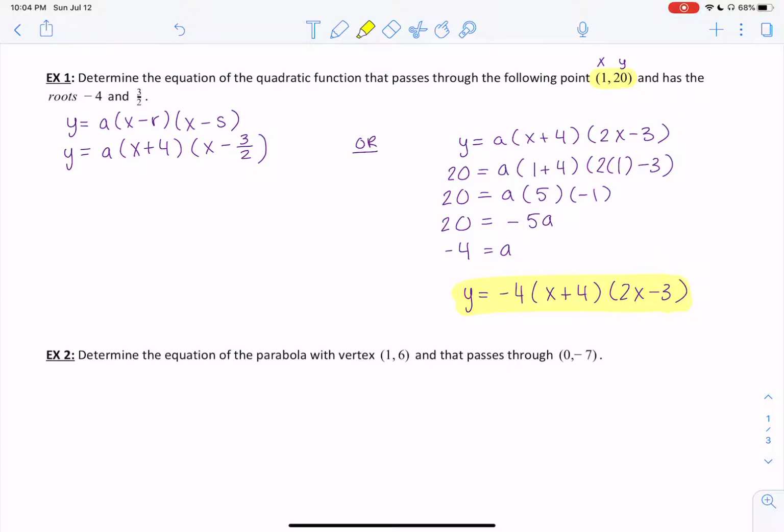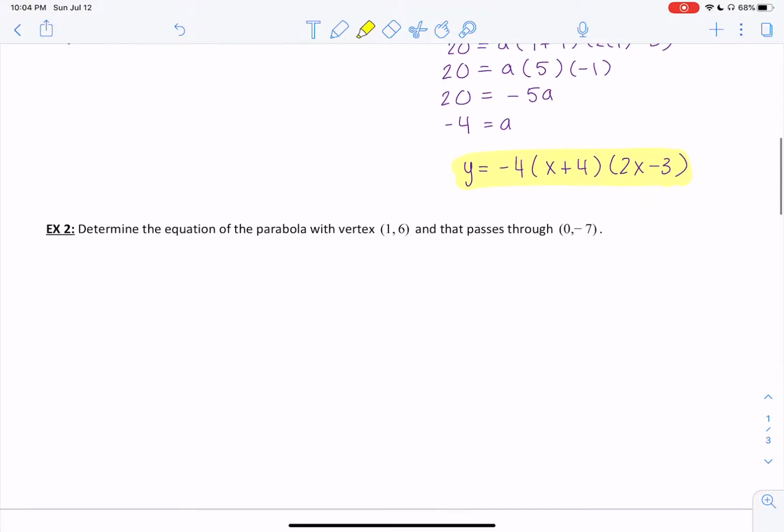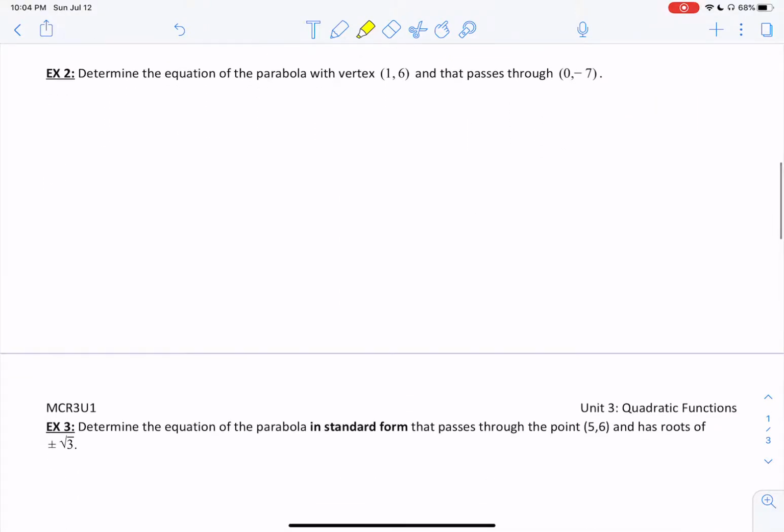Okay, let's do a second example. So determine the equation of the parabola with the vertex at 1, 6 and passes through the point 0, negative 7. So because we're given the vertex, that's telling us that we should use our vertex form like this. And the first thing we'll do is we'll sub in our vertex.